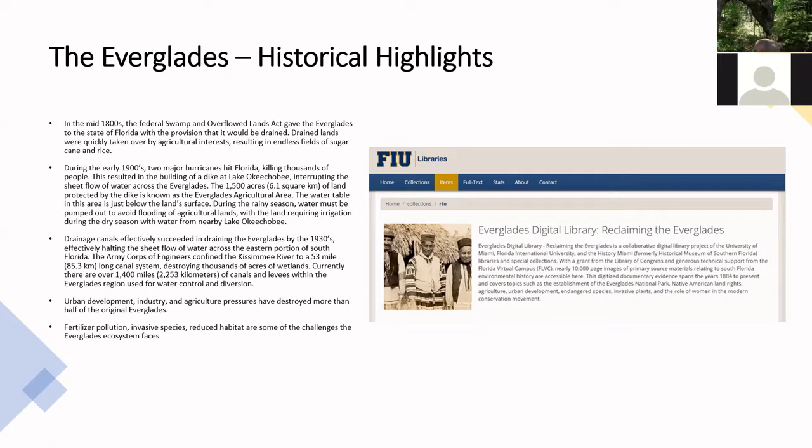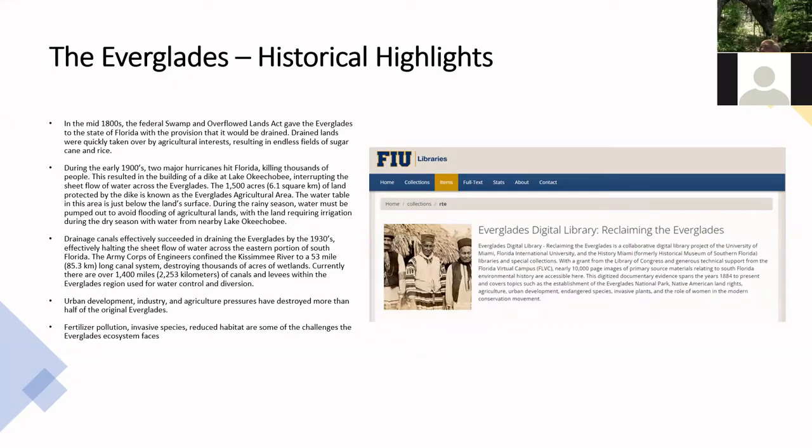Drainage canals effectively succeeded in draining the Everglades by the 1930s, halting the water flowing across the eastern portion of South Florida. The Army Corps of Engineers confined the Kissimmee River to a 53-mile-long canal system, destroying thousands of acres of wetlands. Currently, there are over 1,400 miles of canals and levees within the Everglades region used for water control and diversion.